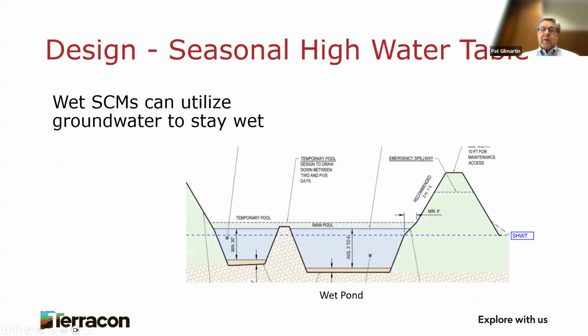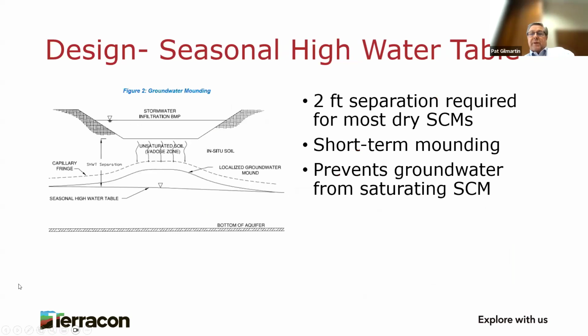Okay. To function properly, wet stormwater control measures, such as wet ponds and stormwater wetlands, can utilize groundwater to help them maintain the long-term pool elevation. So if you have your seasonal high water table within that depth of your stormwater control structure, maybe that water table will help keep water in it, in addition to the storm flow that civil engineers are designing to get into these types of facilities.